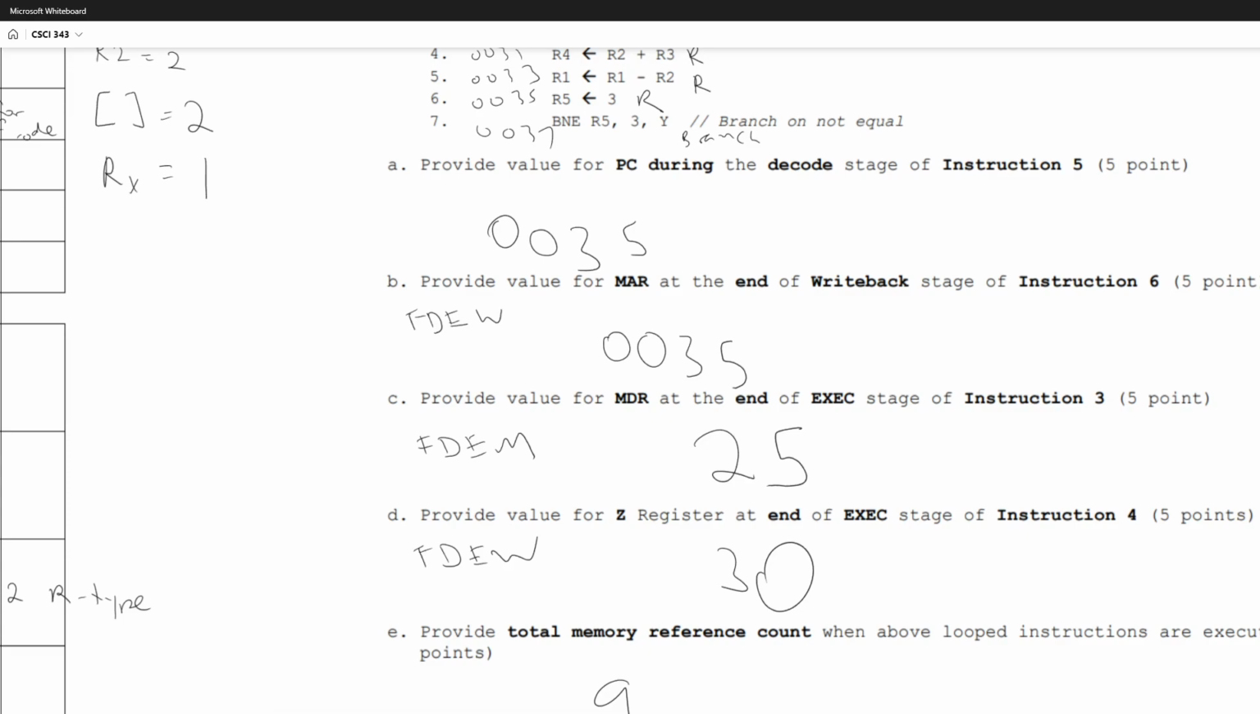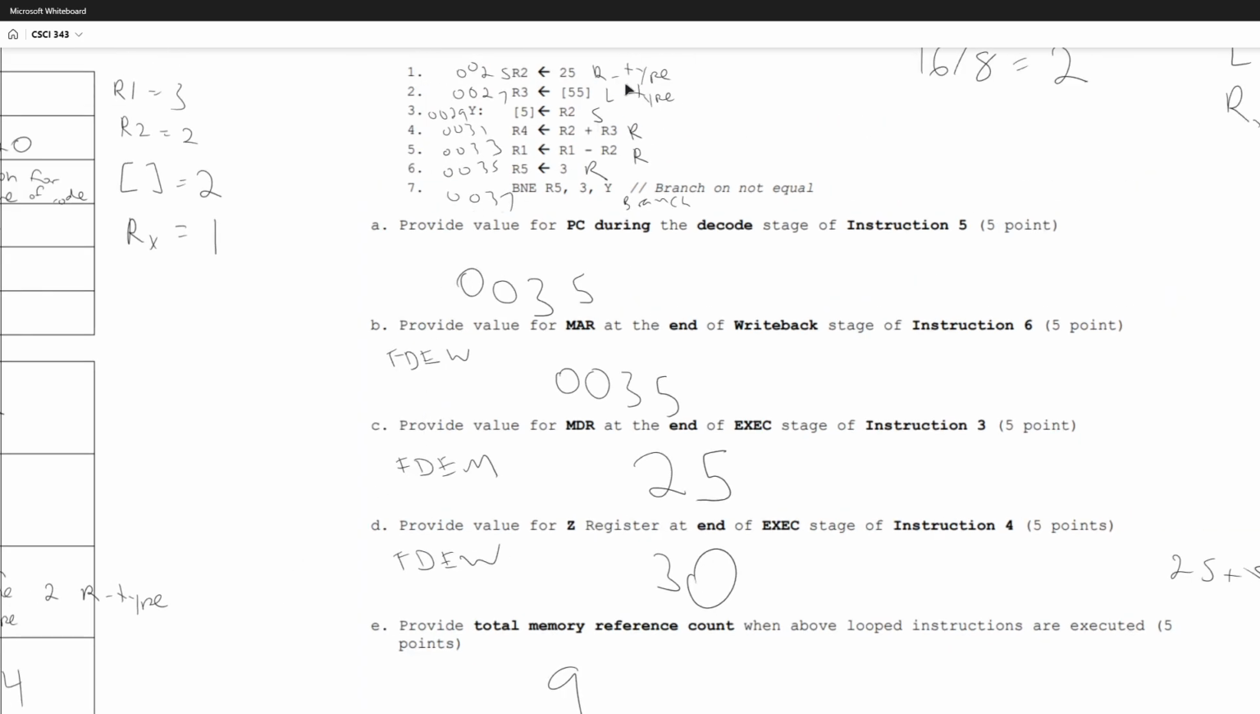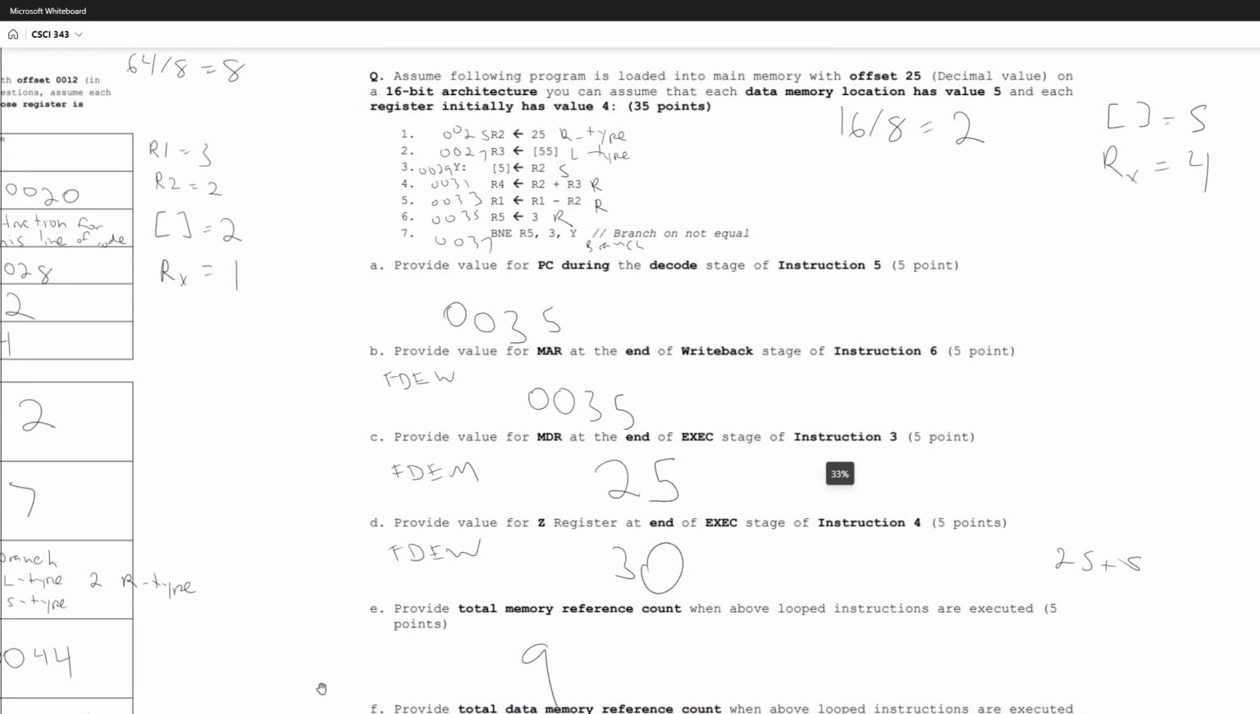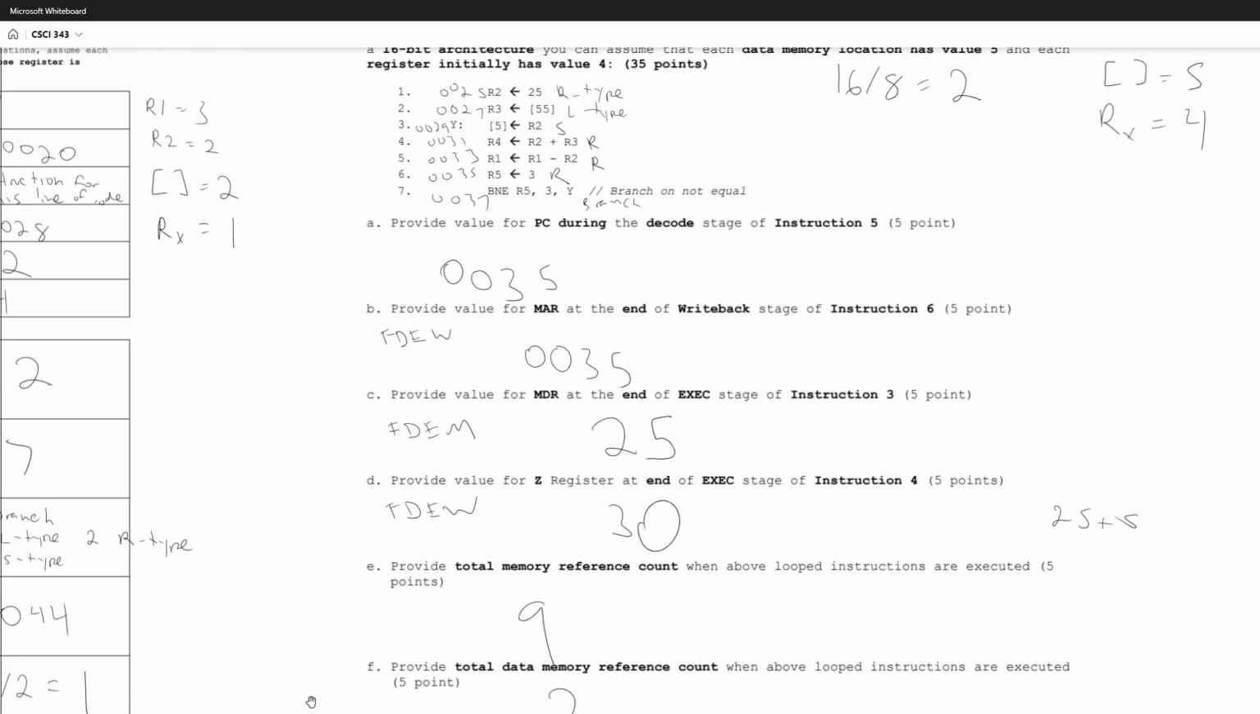Provide total data memory reference count. That's 2, because we go to main memory for data for that 1 L type instruction on line 2 and 1 S type instruction on line 3. Provide the memory reference string for the above looped execution. 55, 5.